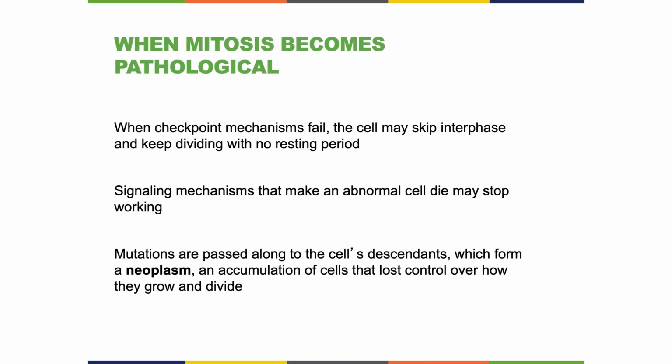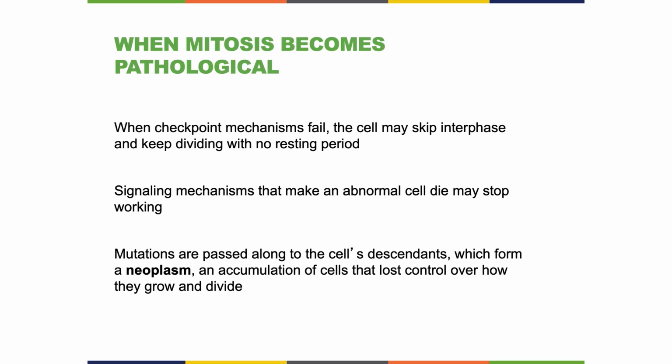So when does mitosis become pathological? Pathological means it leads to disease. And usually it's when you have either a problem with your checkpoint proteins, so that the cell just keeps jumping right into mitosis and skipping interphase with no resting period, or the mechanisms that would stop an abnormal cell and make it die, those stop working.